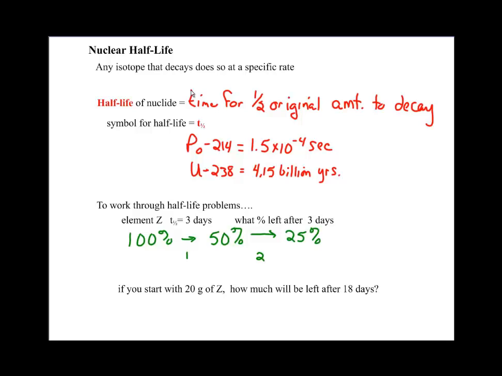Half-life means I start with 100%. After one half-life, 50% of it is gone. So 3 days is one half-life, so I have 50% gone. After a second half-life, another 50% has decayed, so I'm left with 25%. I can keep going down and cutting my percentage remaining in half, and that would be one way to solve a half-life problem.